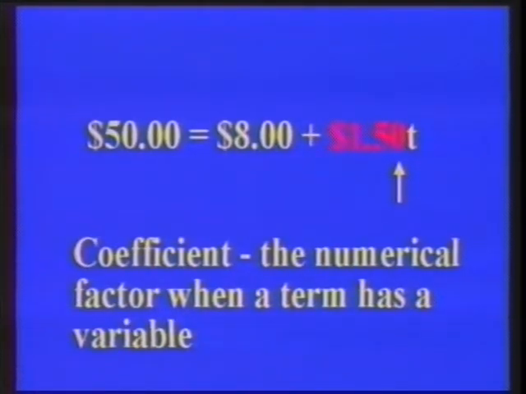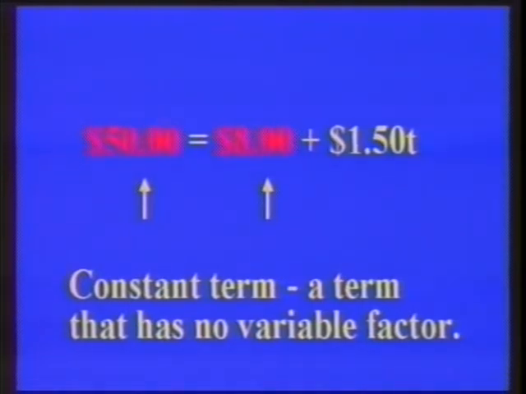Let's explore that. The coefficient on the variable T is the numerical factor when a term has a variable. An equation has different components, the coefficient being one of them. Another component of the equation is the constant term. The constant term is a term that has no variable factor, such as the $8 and the $50 parts of our equation. Now, to solve the first equation, we want to first isolate the variable.